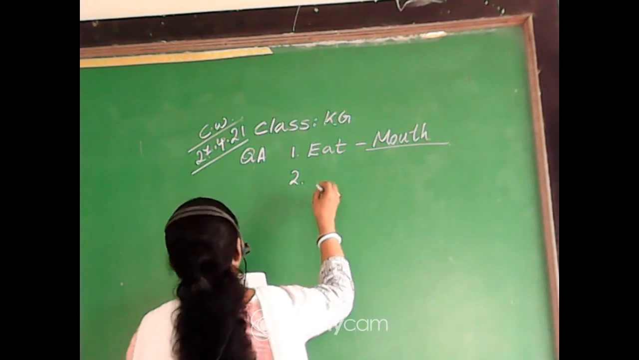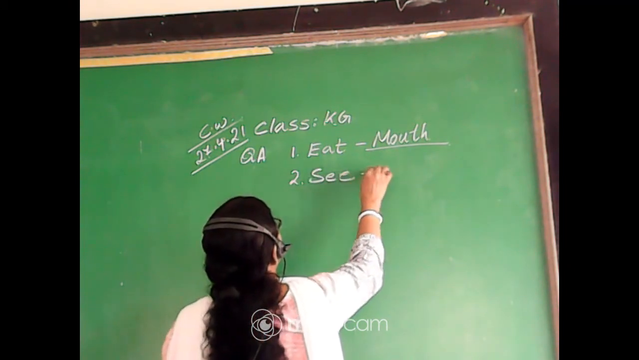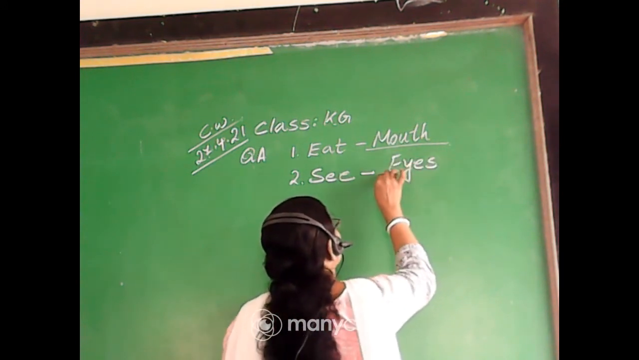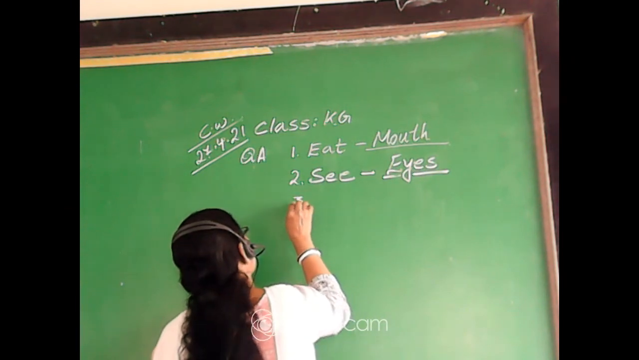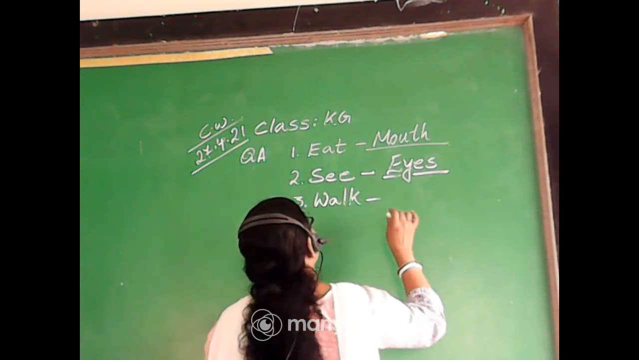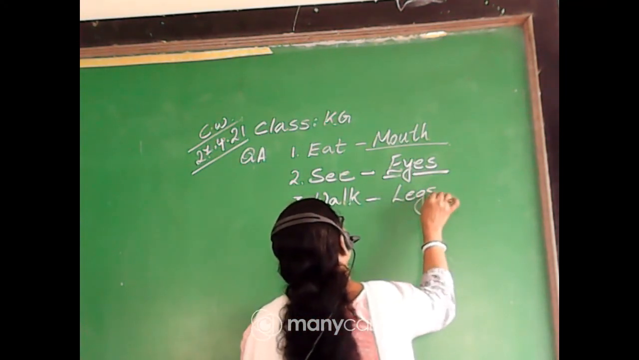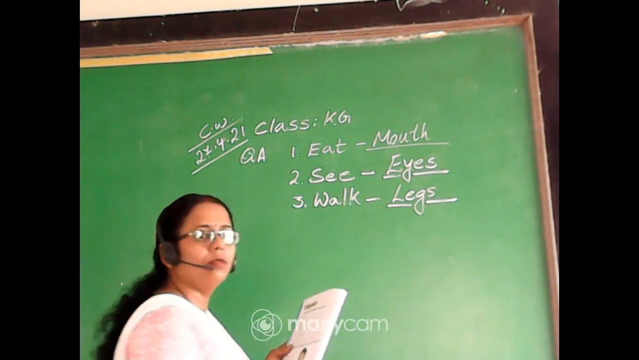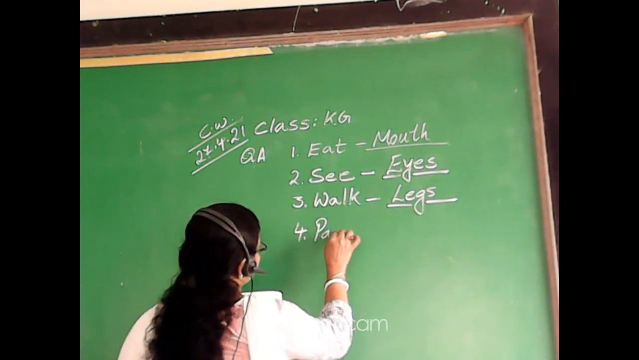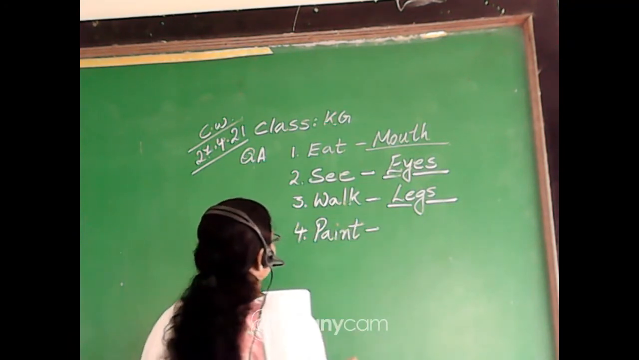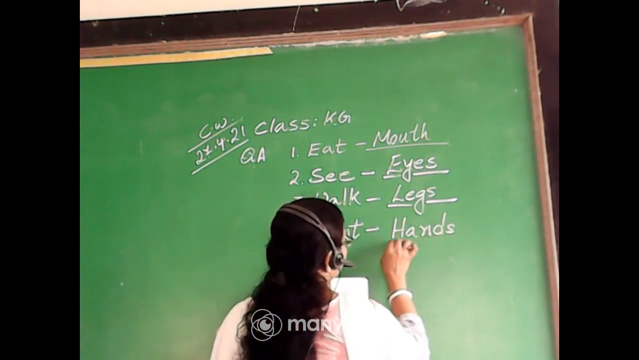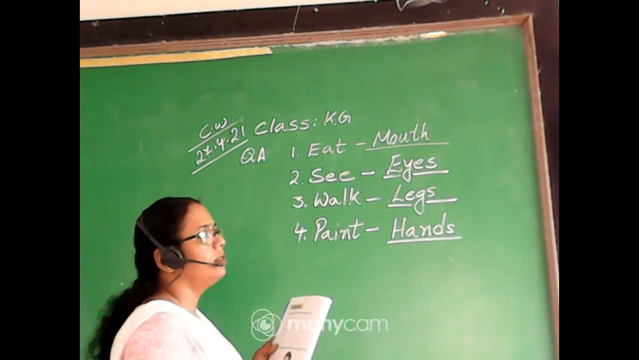Number 2, see. So here comes see, and eyes help us to see. Next comes number 3, walk, and legs help us to walk. Number 4, paint. Hands help us to paint.